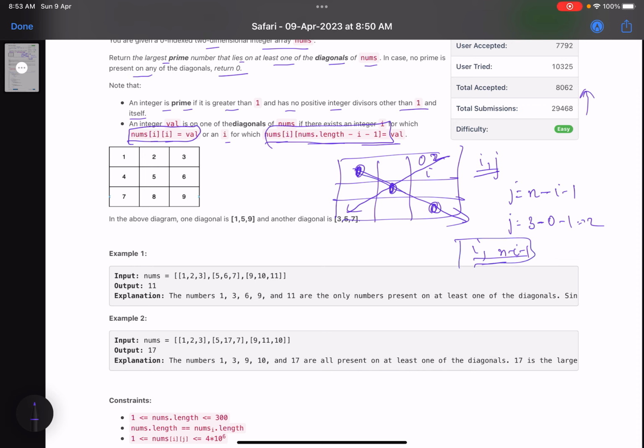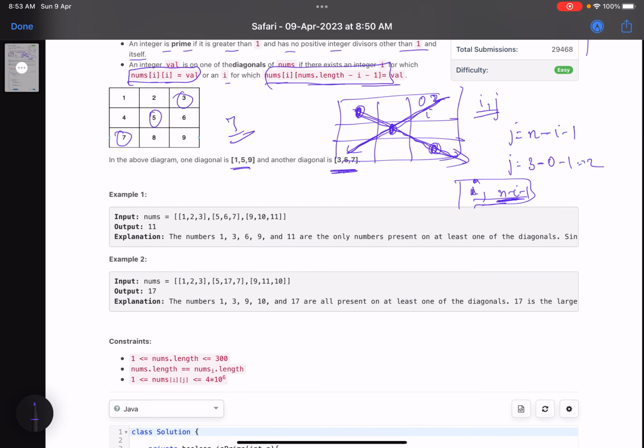So for the first diagonal, i and j are equal. For the second one, if the row is i, then j is n minus i minus 1. On these two diagonals, you return the maximum prime number. That's what the problem is asking us to do. In the above diagram, one diagonal is 1 5 9, the other one is 3 5 7. So what is the largest prime number in this case? 5 is prime, 9 is not prime, 3 is prime, 5 is prime, 7 is prime. So you return 7 in this case.